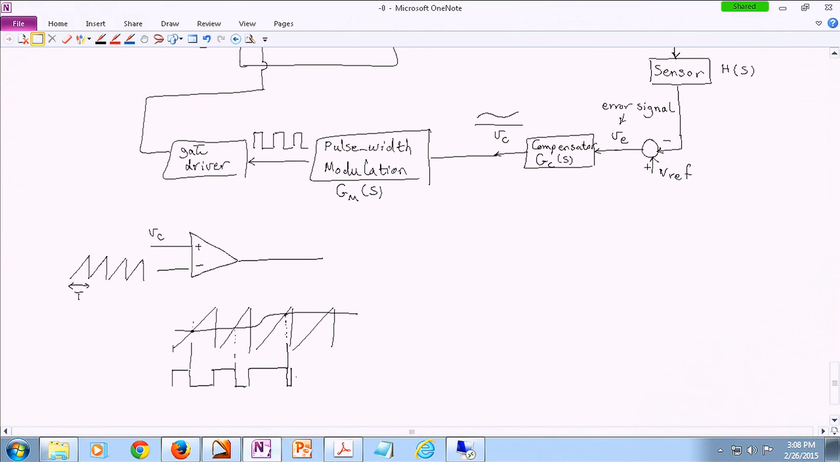Like in the third switching cycle, you can see that VC has increased, the control signal has increased, therefore the duty cycle has increased. Because the signal is placed at a higher level, they cross each other at a later time, therefore the duty cycle is increased. So this is basically the output.